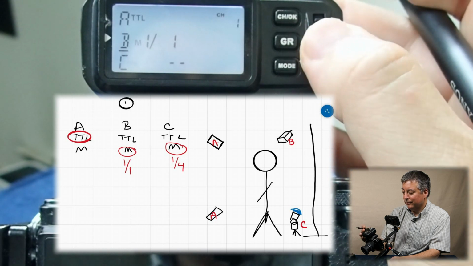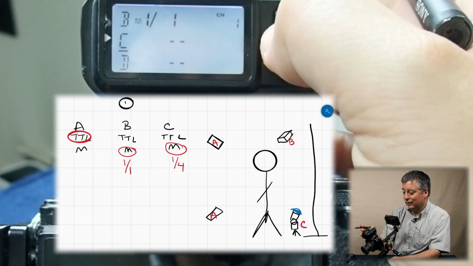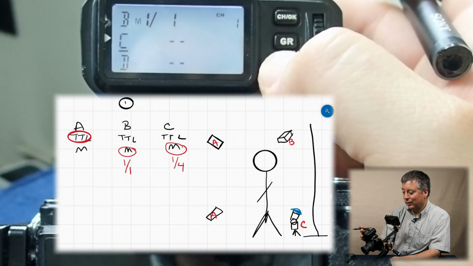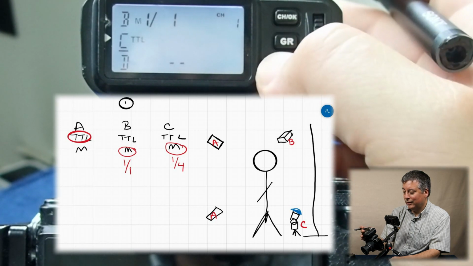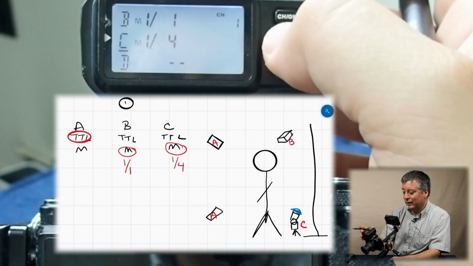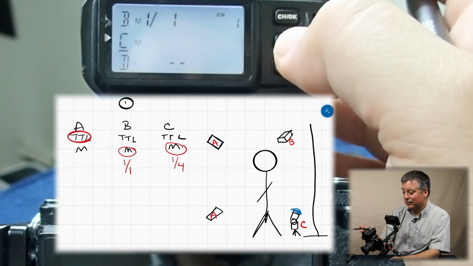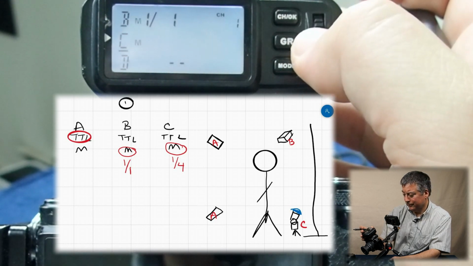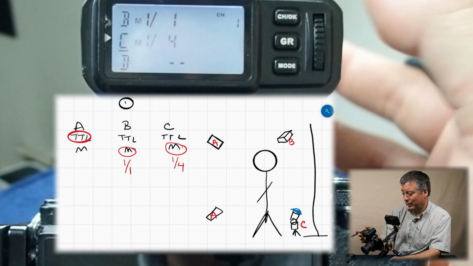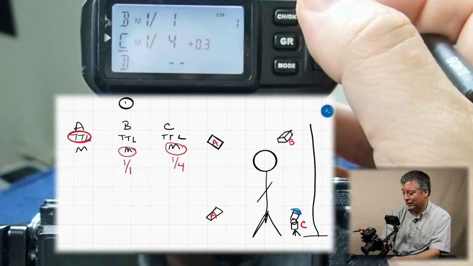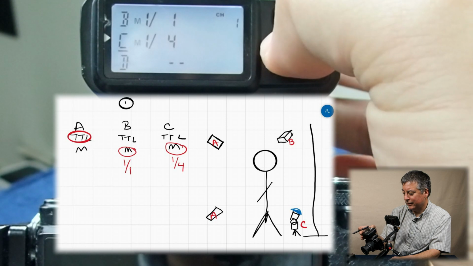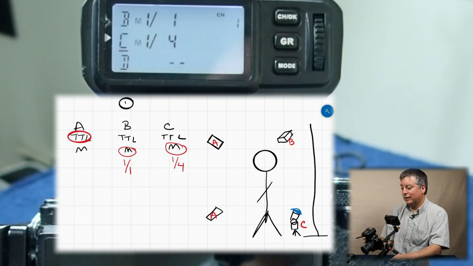And then let's go up to group C, change the mode, because now group C is off. I can turn this on by the mode button, and it wasn't TTL, it was also in manual. And I think I had the power set to 1/4. Yeah, so group C was at 1/4, but if it wasn't, it would be easy enough to change it here. And then once I get to 1/4 power, I just hit the group button again to lock that in.